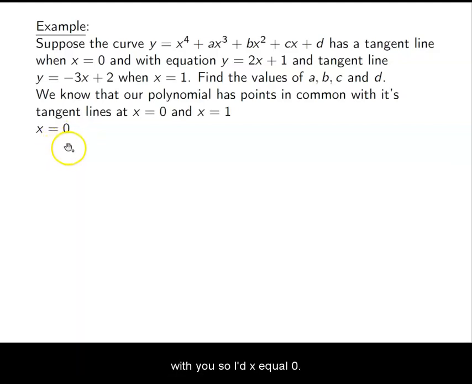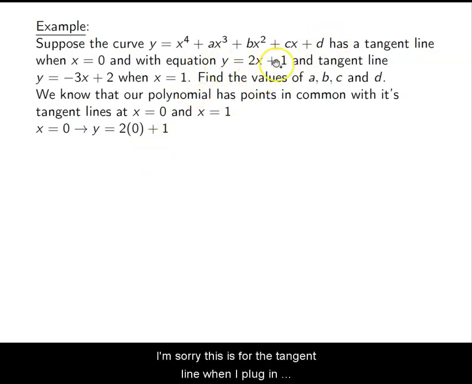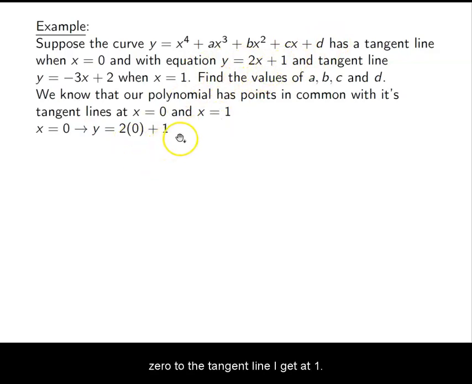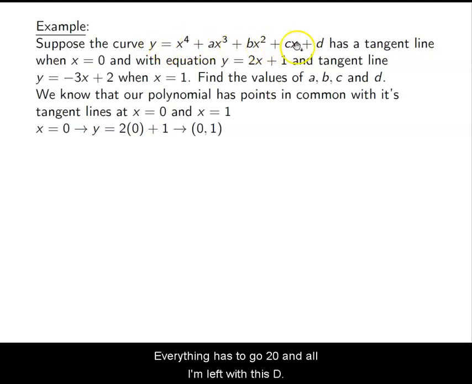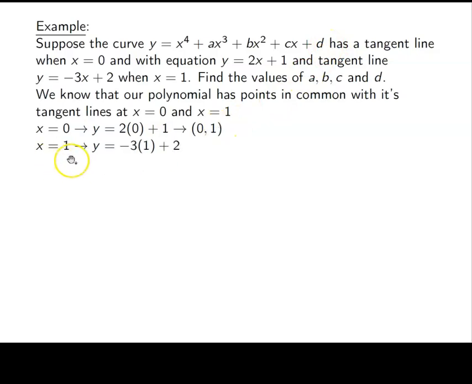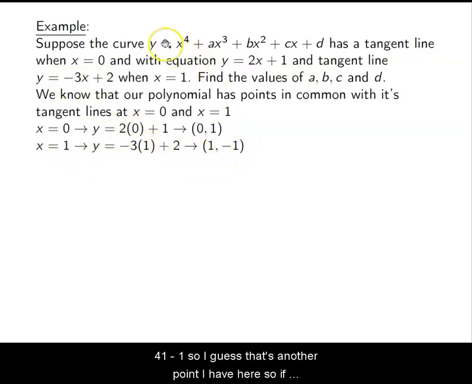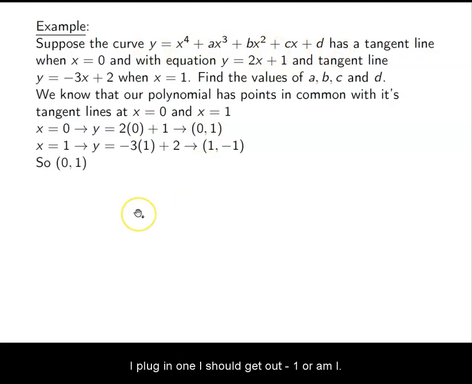So at x equals 0, I'm sorry, this is for the tangent line. When I plug in 0 to the tangent line, I get out 1. Okay, so (0, 1) is the point. So that means when I plug in 0 to y, everything has to go to 0, and all I'm left with is d, which means that d has to be 1 as well, right? When I plug in 1 to my tangent line, I get out -3 plus 2, or -1. So that's another point I have here. So if I plug in 1, I should get out -1 for my equation.